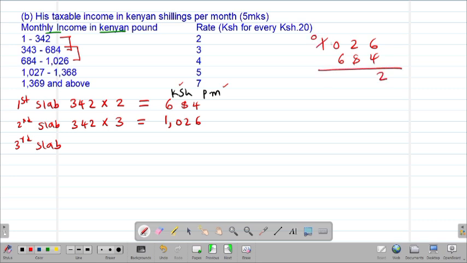So the difference is 342. Then multiplied by our tax rate in this particular band, which is 4. So we're going to take 342 multiplied by 4. Your calculator should give you 1,368 shillings.